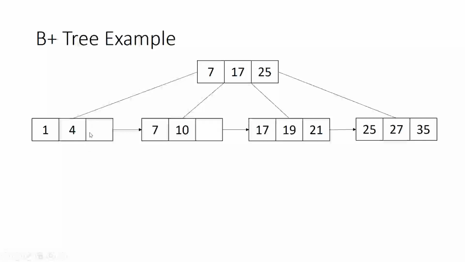There is a link between all the leaf nodes, and the leaf nodes in the B plus tree will be in increasing order: 1, 4, 7, 10, 17, 19, 21, 25, 27, 35. All the values will be at the leaf level. Some of the values will be repeated as internal nodes and root nodes, which we call index instead of values.